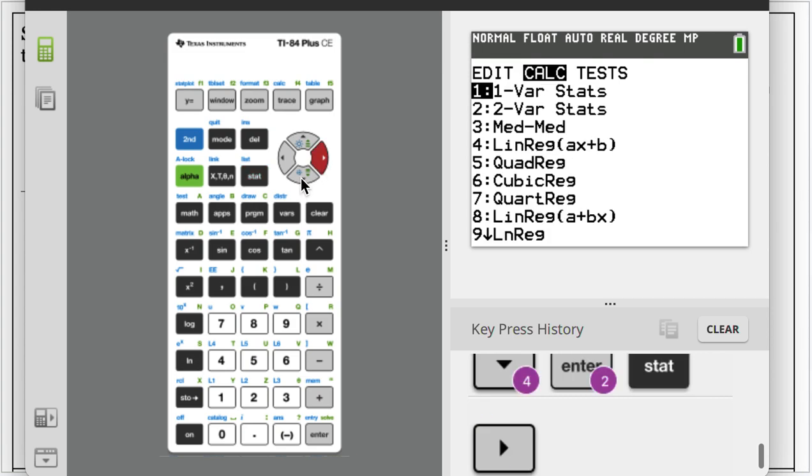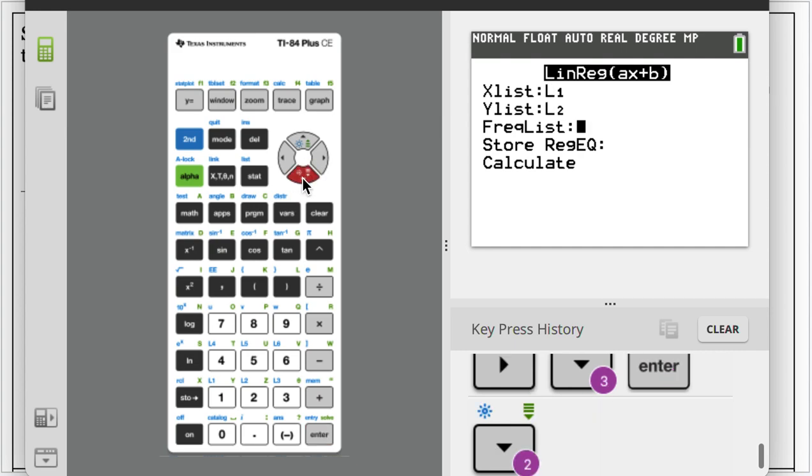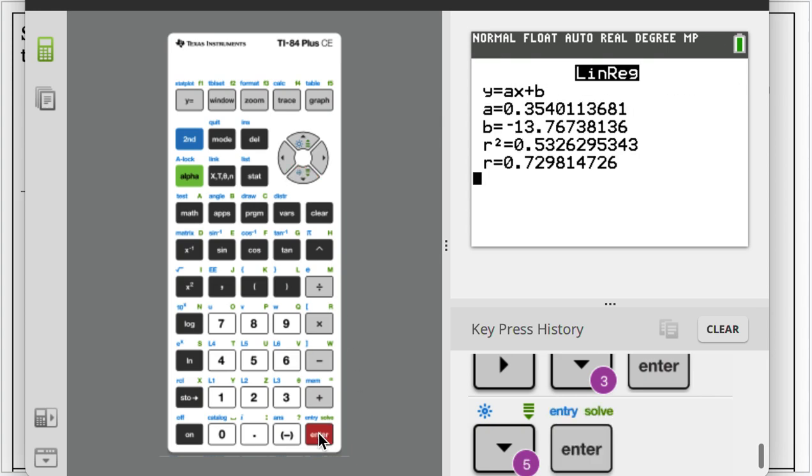Over to calc, down to running that linear regression again. And we're going to repeat the same exact process as we did when we found our linear regression equation. So put in your x list, your y list, and calculate. But this time, you all should have the r squared and r value.